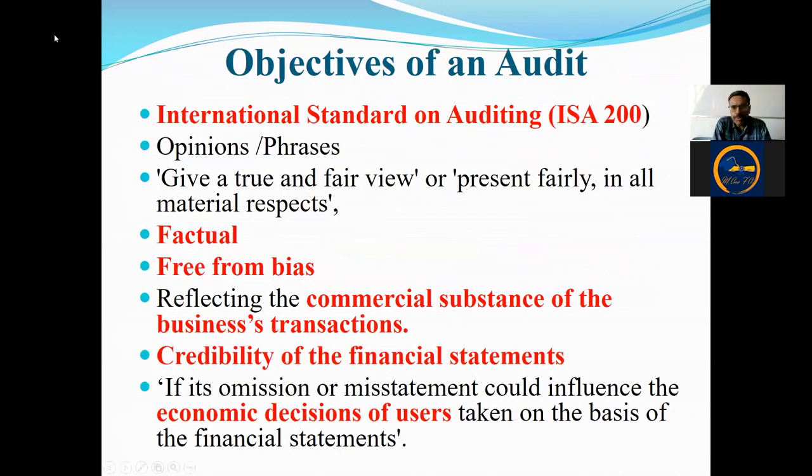The next one is the objectives of an audit. What are the different objectives of an audit? The financial statements prepared by the entity should comply with the auditing standards internationally. The first one is the International Standard on Auditing, ISA 200. It should comply with the professional standards prescribed by the International Standard on Auditing.